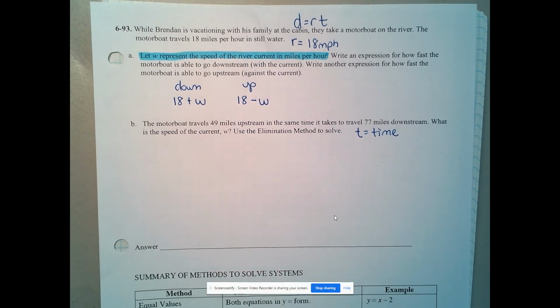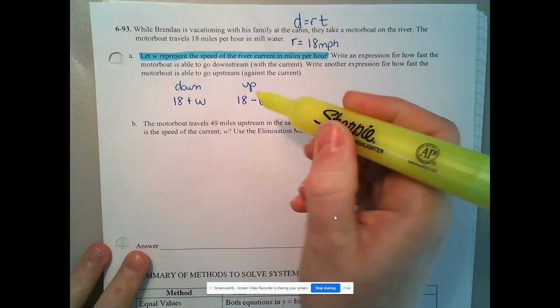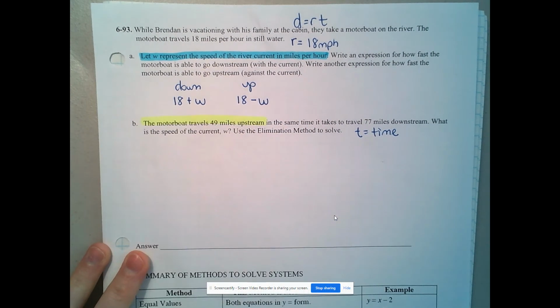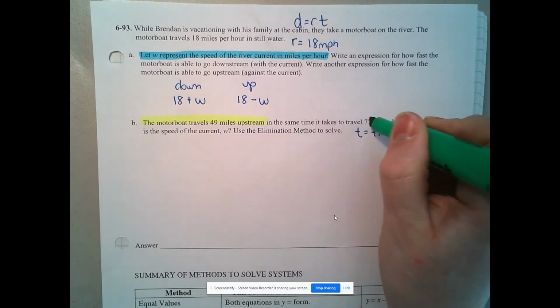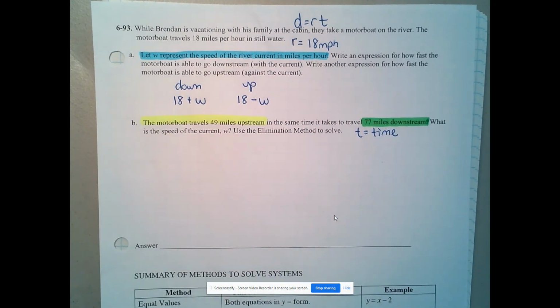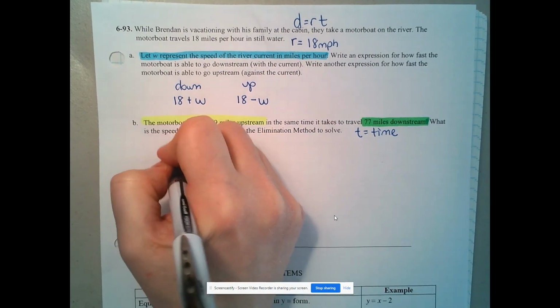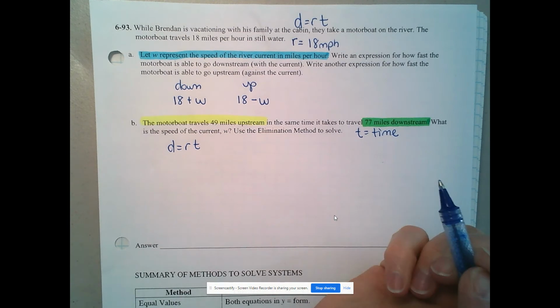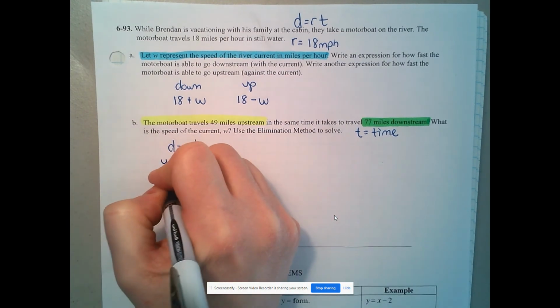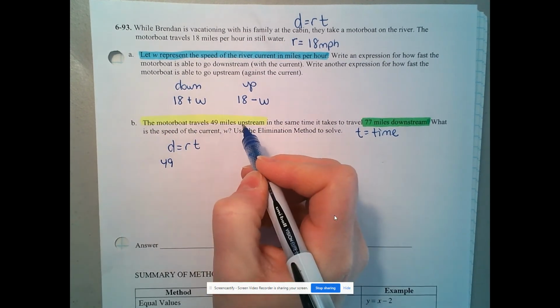So let's break this into two separate equations. 18 minus W is the upstream. The motorboat travels 49 miles upstream in the same time it takes to travel 77 miles downstream. All right, so distance equals rate times time. Let's tackle the upstream first. Distance 49. The motorboat travels 49 miles upstream.